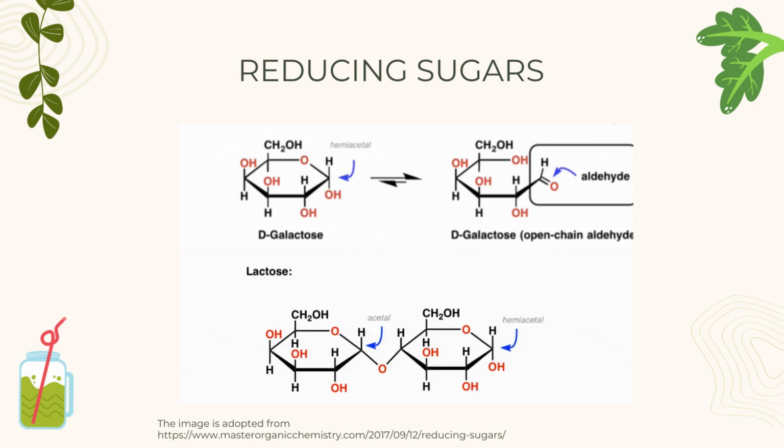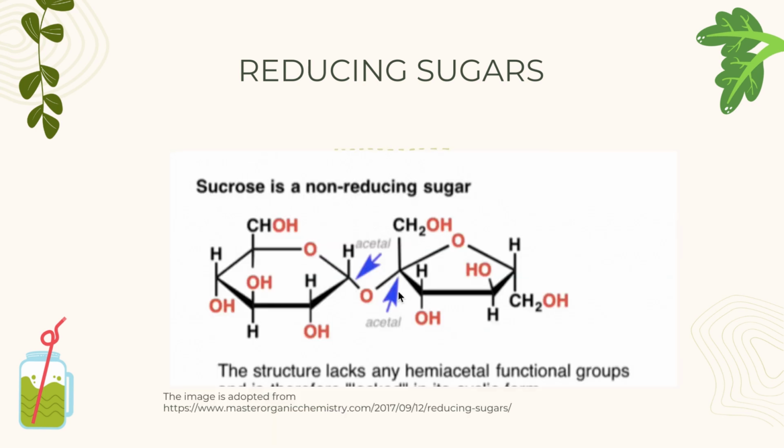So this is an example of lactose, where the acetal is very stable because the hydroxyl groups from these two units are attached together. The hemiacetal group has a hydroxyl group that can attack and become an open-chain aldehyde. Same thing with lactose. Over here, if you look at sucrose, it has acetal groups that are very stable and unable to form an open-chain aldehyde. Then it is not a reducing sugar and it cannot be a reducing agent.